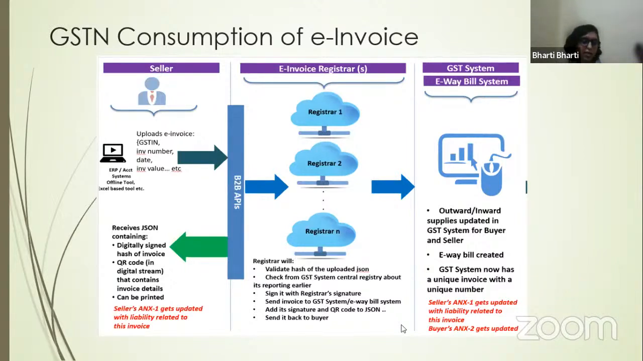So when you generate an e-invoice, let's say for invoice number 121, you cannot generate an e-invoice again for the same invoice number. So it will check for the duplication. It will sign the e-invoice and then give you a response. The response will contain the digitally signed invoice and the QR code. When the e-invoice is generated, it will also get auto-populated in GSTR1. And if an e-way bill is generated, it will also go to the e-way bill system.